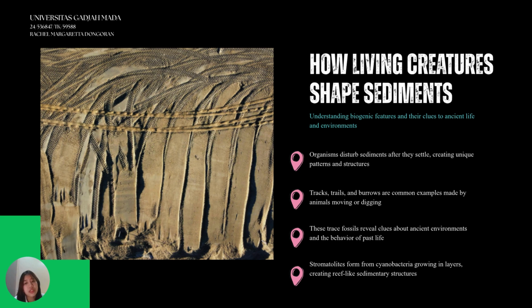We can also find stromatolites, which are layered structures formed by cyanobacteria. They're one of the oldest signs of life on Earth, dating back to the Precambrian, and they still form today in shallow marine environments. Through these biogenic features, we can connect the physical world of sedimentation with the biological world of ancient ecosystems.